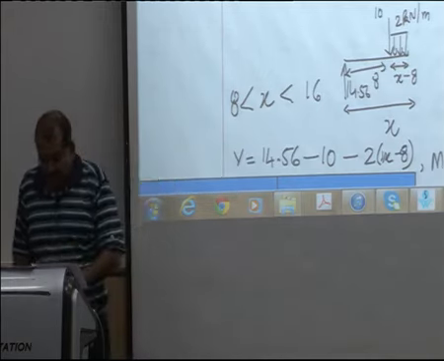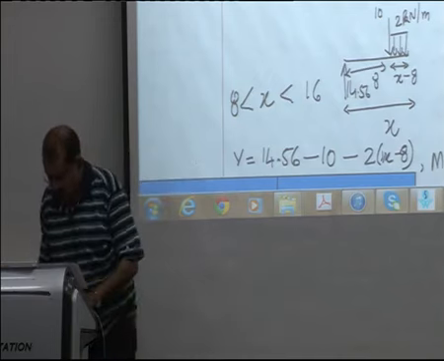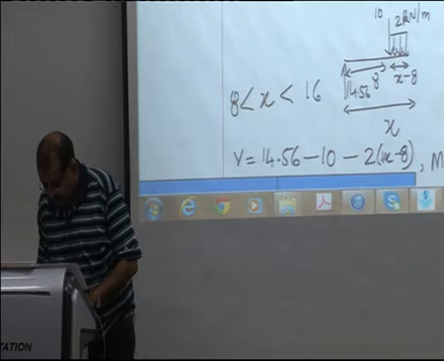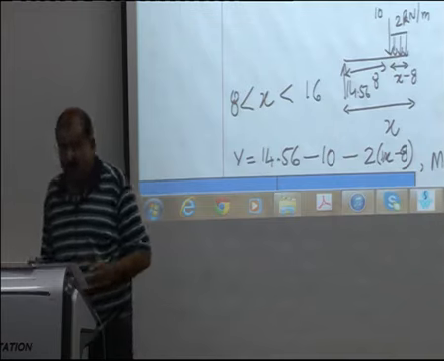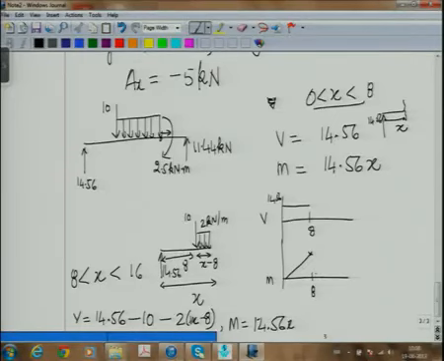What is the bending moment? We again go term by term. The contribution of 14.56, the contribution will be 14.56x. What is the contribution of 10? Minus 10. Now 10 is acting at this. The distance zeta is this cut section to this point. How much is that? X minus 8. So that means we will put minus 10 times x minus 8.